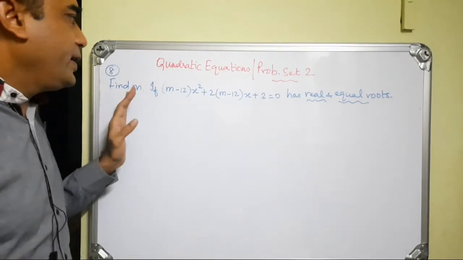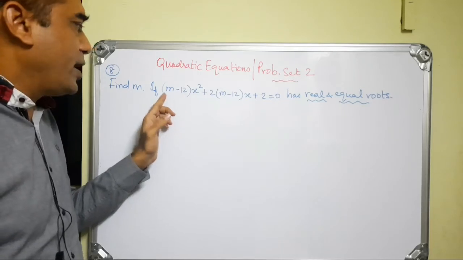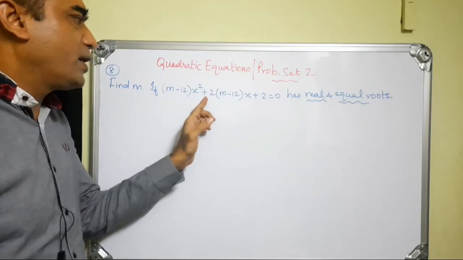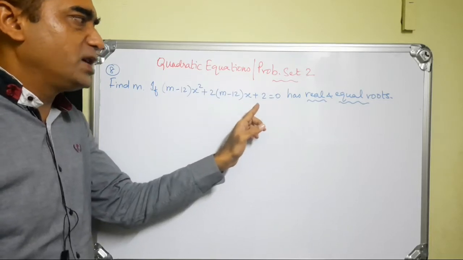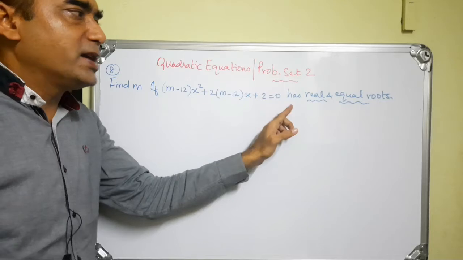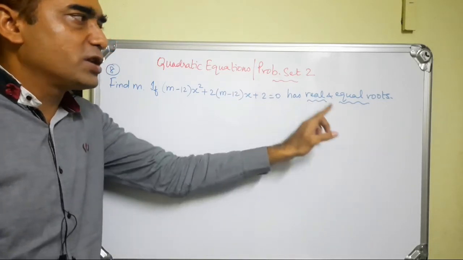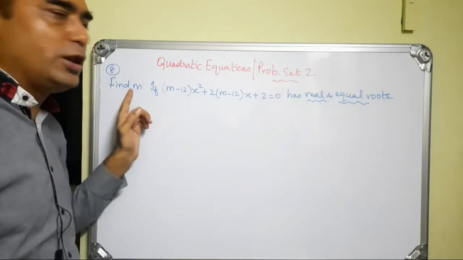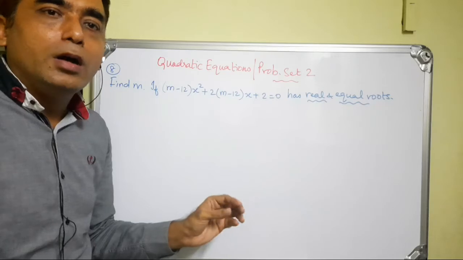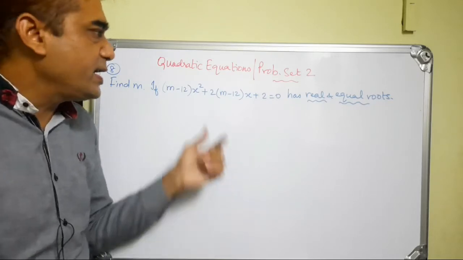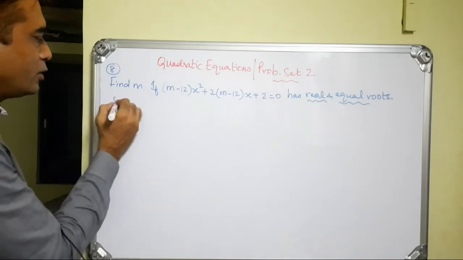Now question number 8 is that if this quadratic equation (m − 12)x² + 2(m − 12)x + 2 = 0 has the roots real and equal, then find the value of m. So first of all we will find the value of b² − 4ac as per this equation. So we will solve this equation.